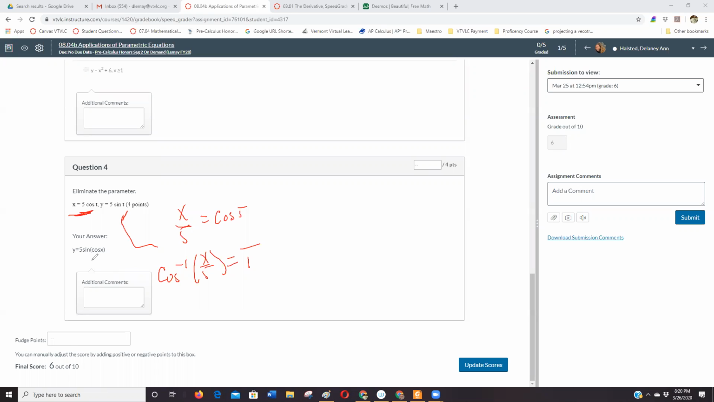You were the person that tried this. It's getting there. You knew you had to do a substitution. You just didn't solve the value for t.